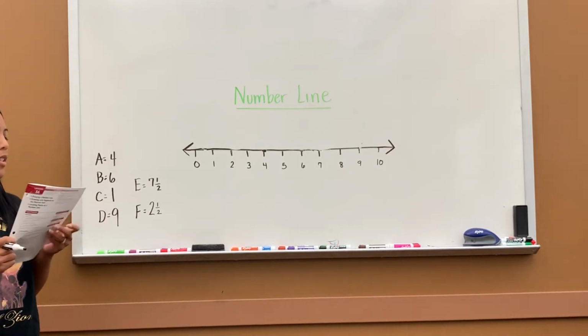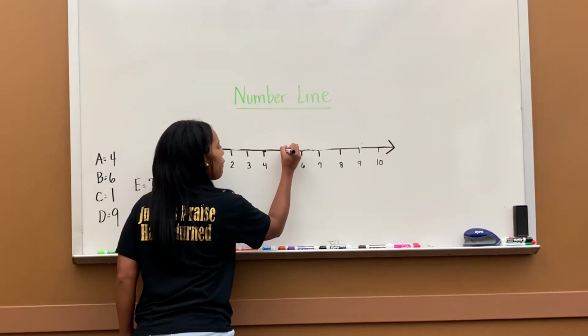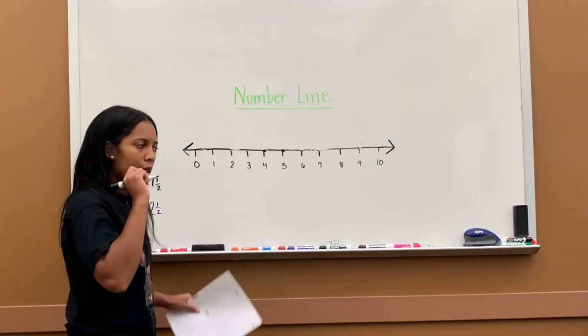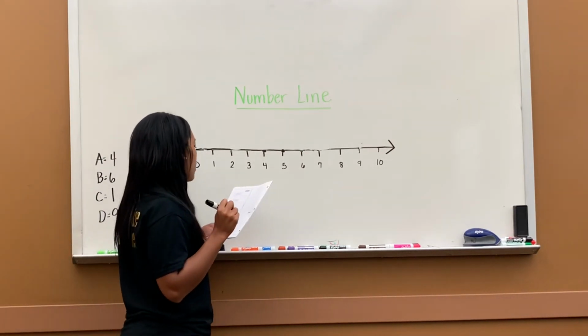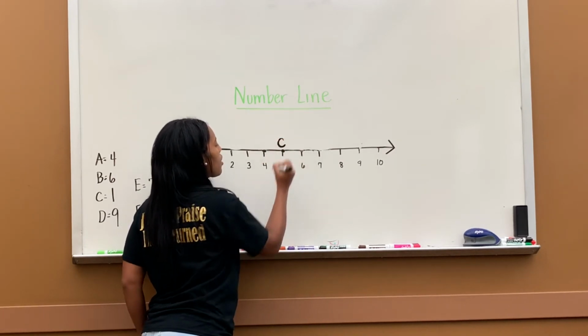All right, so it says put a point at 5 on the number line. So let's put a point at 5, the dot. When it says a point, that's what you put, the dot. And it says put a letter C above that one. So we have C here.